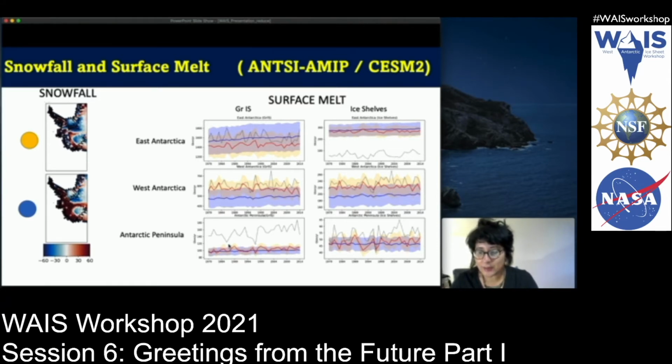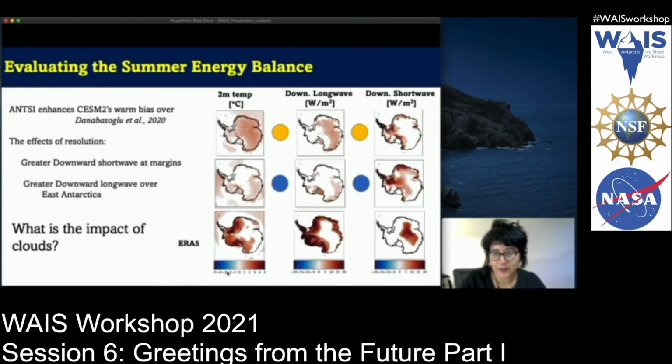But then in the Antarctic Peninsula, we see higher surface melt overall, both on the grounded ice sheet and ice shelves. What we want to do is look a little bit further into the energy balance that produces these higher surface melt values. What I'm showing here is a comparison for both models and ERA5 observations between 2-meter air temperatures, downward longwave radiation and downward shortwave radiation.